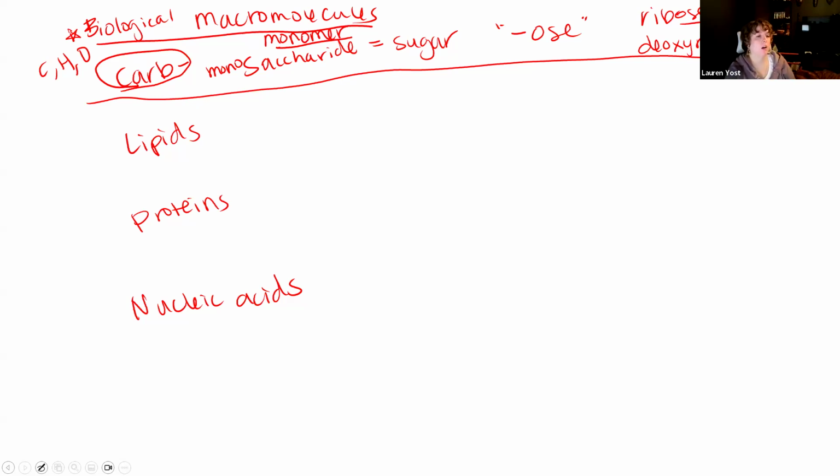All right. Next is our lipids. Yes, these are like fats, like fatty acids. We might be talking about waxes. We might be talking about our steroid-based things like cholesterol and many of our hormones.